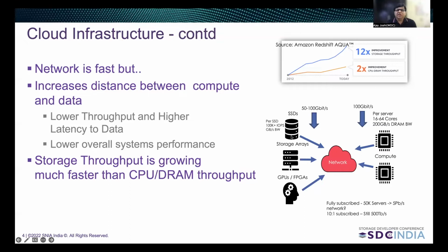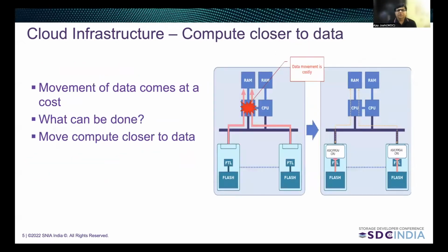On top of that, the storage throughput is growing at a much higher rate compared to CPU and DRAM throughput. So when we have the compute access an SSD sitting across a 100 gig network, the same compute can access multiple SSDs, leading to network congestion. So considering all this, what can we do? The simplest answer would be to move compute closer to the data.